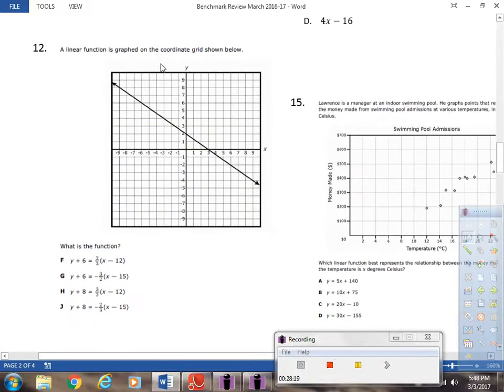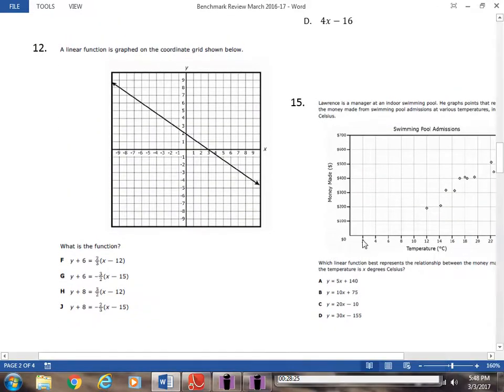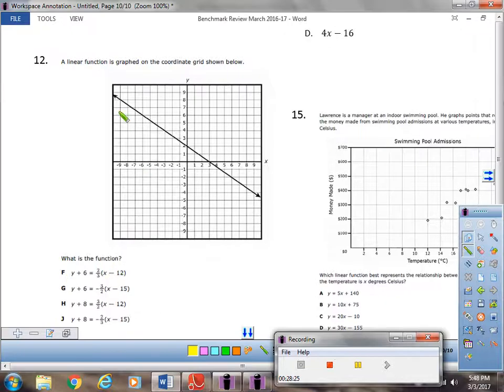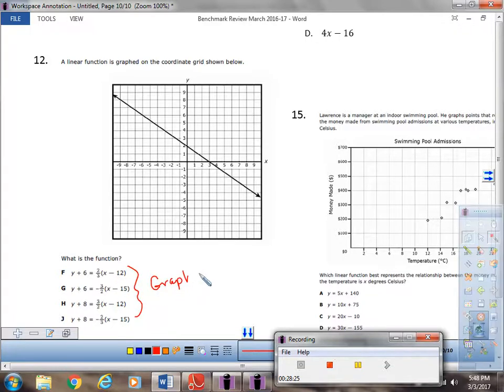It says a linear function is graphed on the coordinate grid below. What is the function? So again, you've got this picture, you've got some graphs here. When in doubt, graph it out. So all we really need to do here is graph each one of these and then match it with that picture here. Some of the things you need to look for: what's the y-intercept? This one crosses at 2. This one crosses at 3. Look at the slope. It's negative. So it's got to have that negative m. Okay? So it's got to have a negative slope.